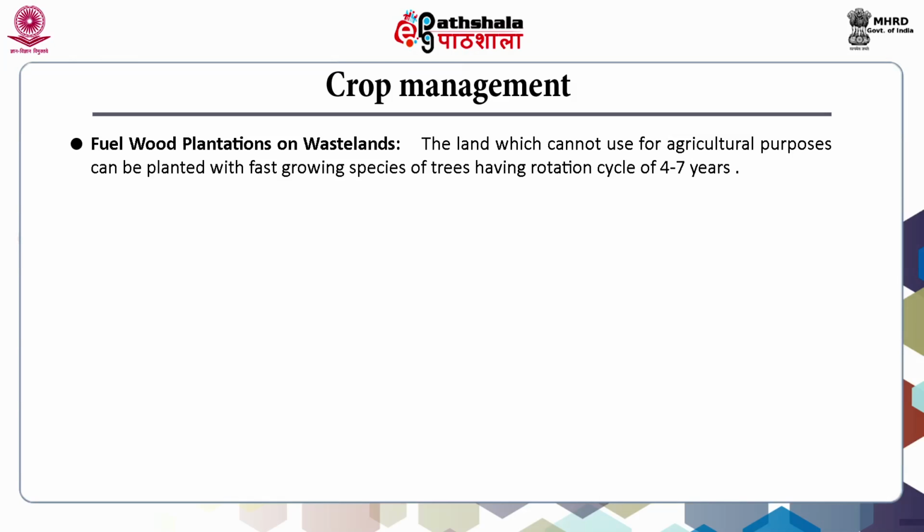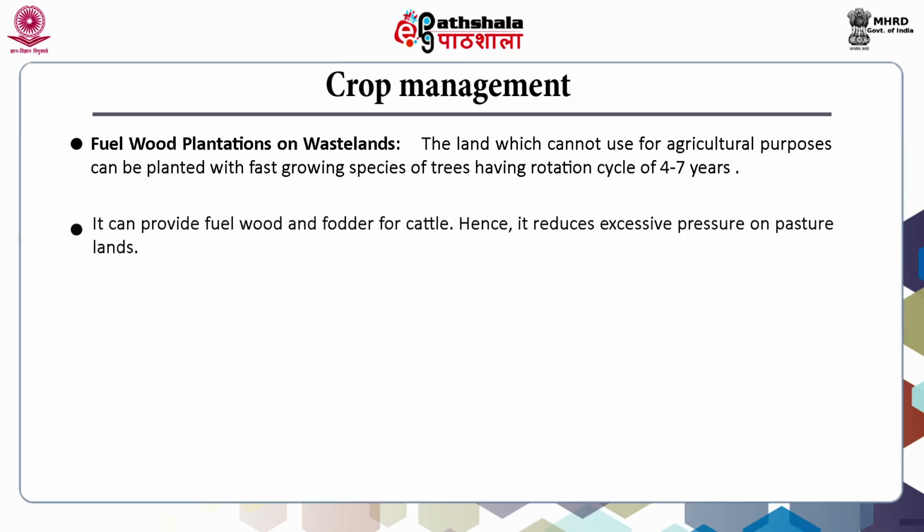Then another method is fuel wood plantations for wasteland reclamation. The land which cannot be used for agricultural purposes can be planted with fast growing species of trees having rotation cycle of 4 to 7 years. It can provide fuel, wood and fodder for cattle. Hence, it reduces excessive pressure on pasture lands.